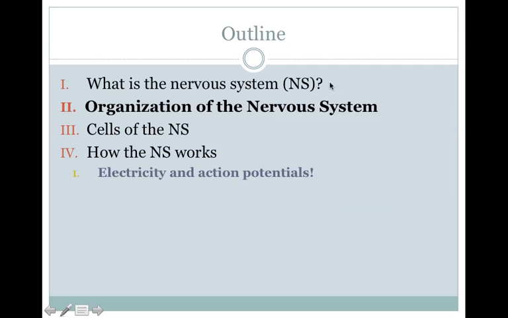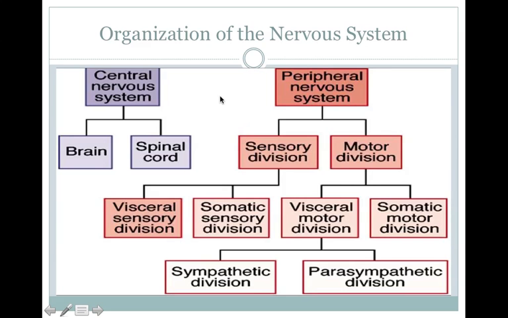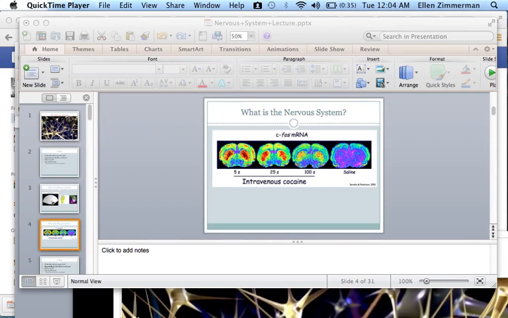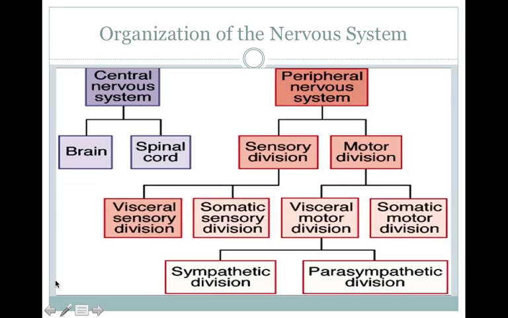So let's look at the organization of the nervous system. Sorry about that. Let me just go back. You have two main components to the nervous system: the central nervous system and the peripheral nervous system. We'll deal with more in a second. We're just giving this slide as a main overview that you can refer back to.